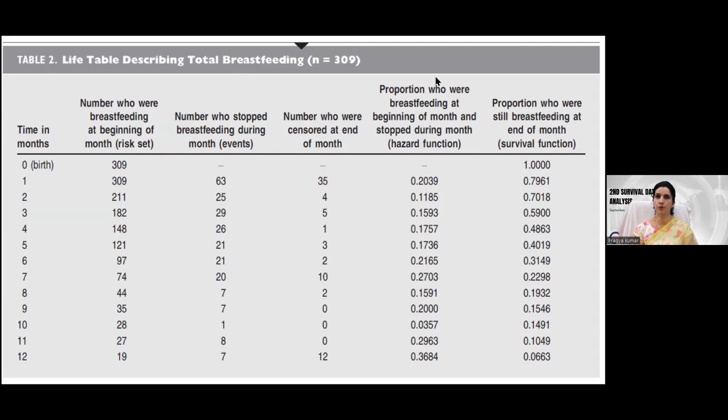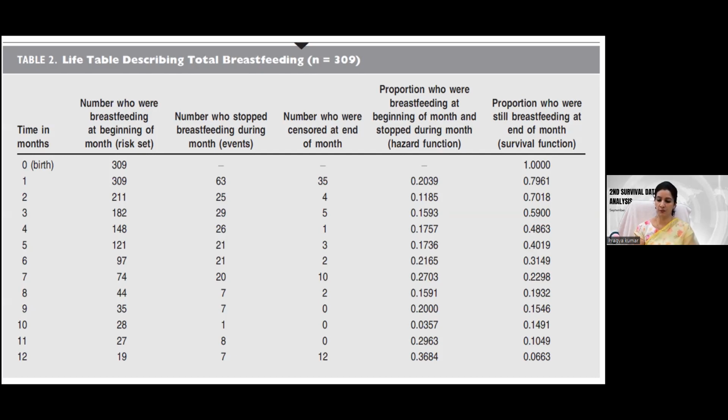And then the proportion who were breastfeeding at the beginning of the month and stopped during the month. This is the hazard function, which I was discussing, the hazard rate, that column. And they have also given you the proportion who were still breastfeeding at the end of the month. This is the survival function. This is again cumulative. So by this, you can see that there were 0.066. If you multiply this by 100, 6.6% of the people at the end of the 12 months were still breastfeeding their child.